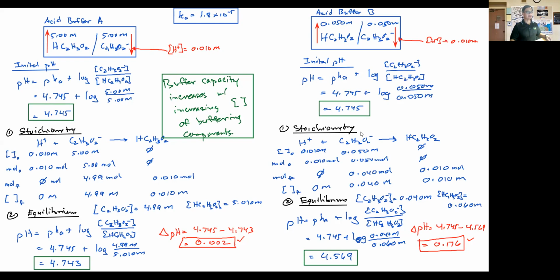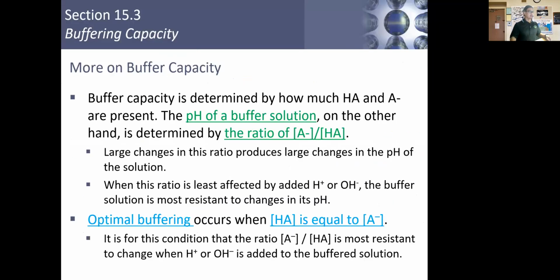Now that we had a chance to work through that problem, the buffering capacity is going to be dependent upon the ratio of the acid and the base, so the ratio of the components. If we have a large amount of each one of those, we have a greater buffering capacity. That's what we have right here.